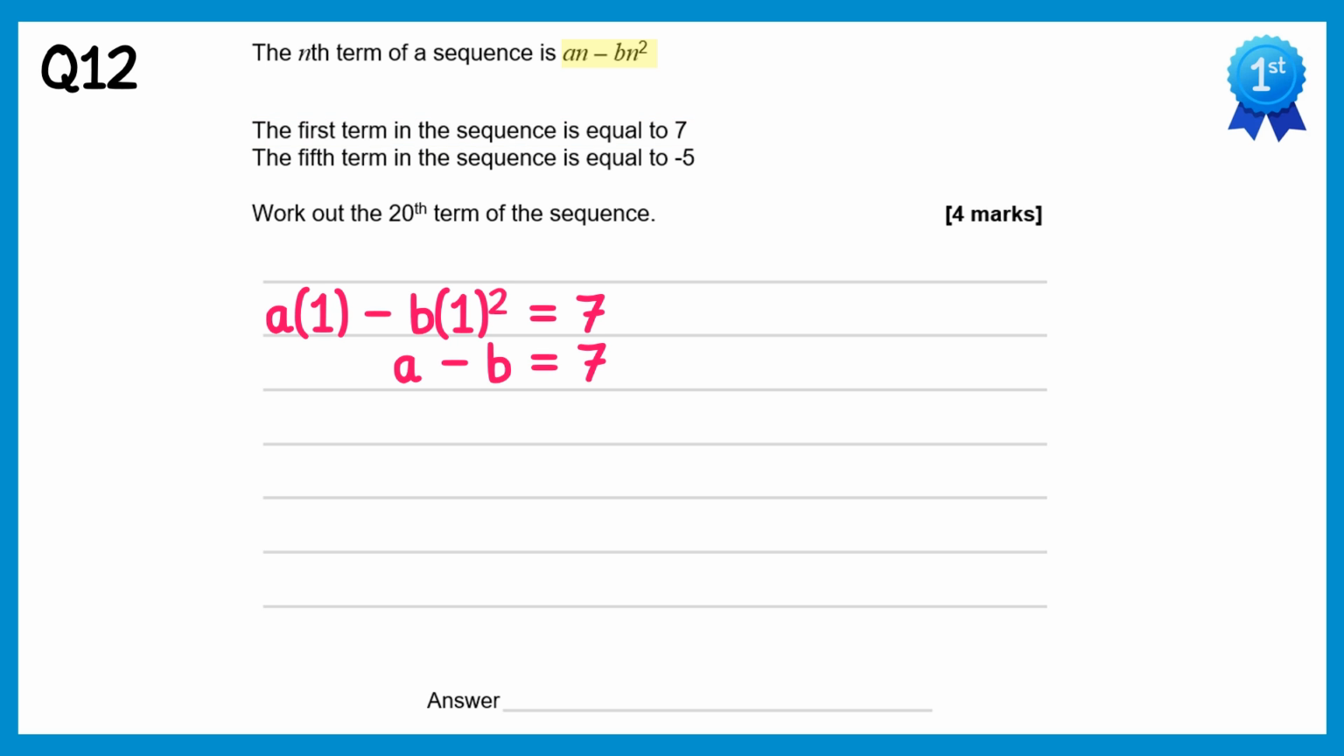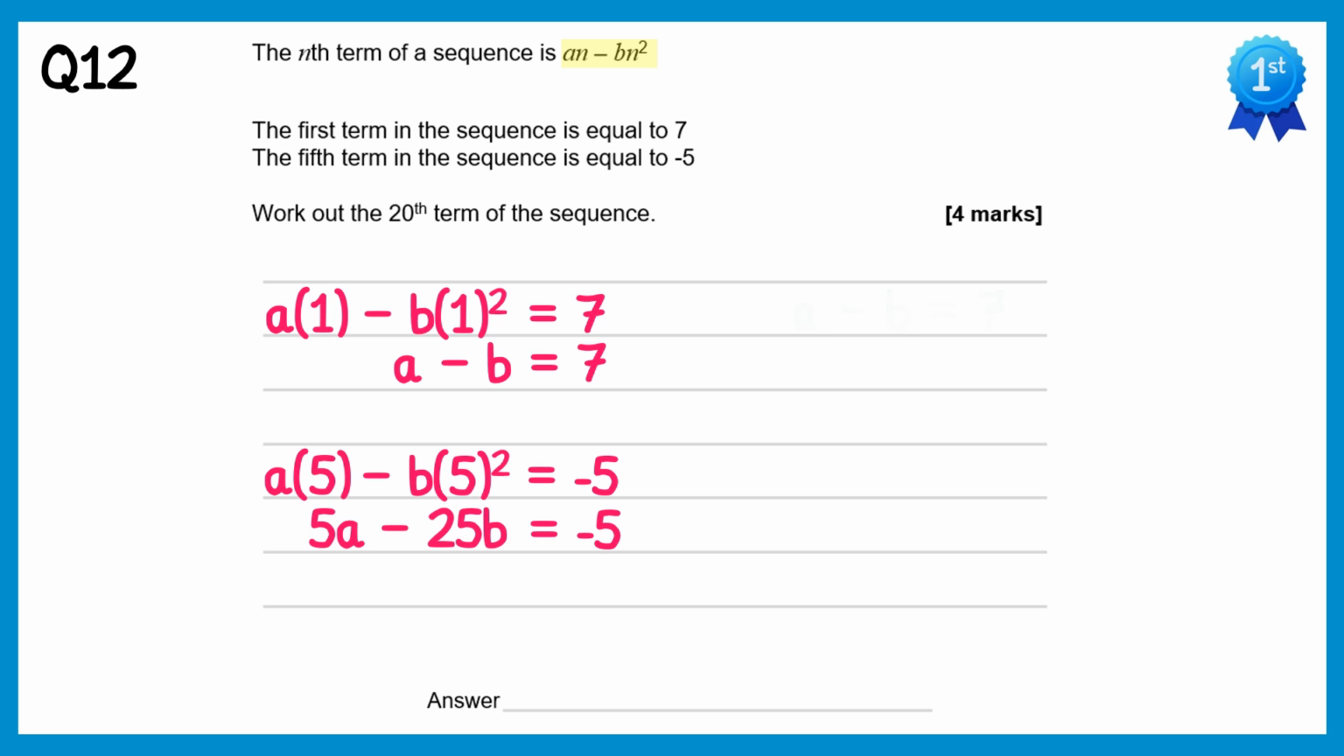Now we've also been told that the fifth term of the sequence is equal to negative 5, so we can do the same thing by substituting in 5, we should get negative 5 as the answer. So we've got a lots of 5 minus b lots of 5 squared should give you negative 5. A lots of 5 is just 5a, and 5 squared is 25, so we get 5a minus 25b equals negative 5. We've now managed to form two simultaneous equations.